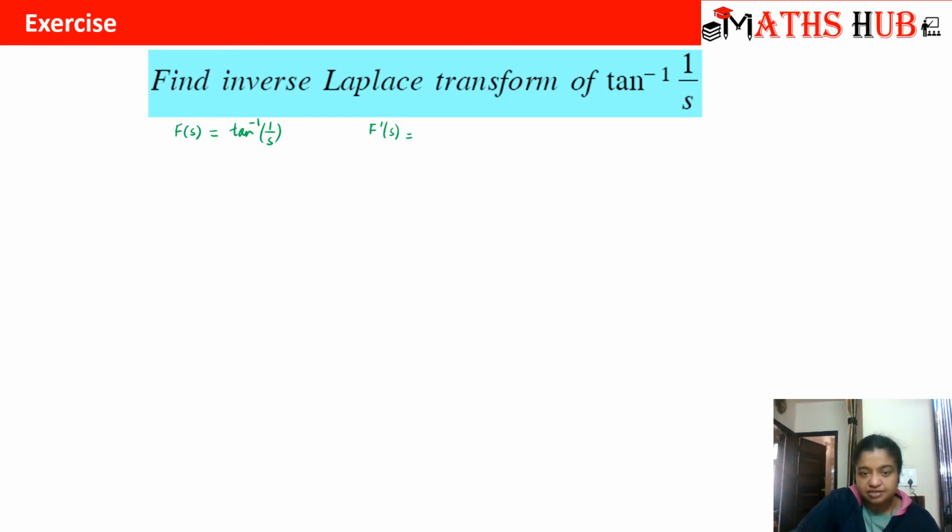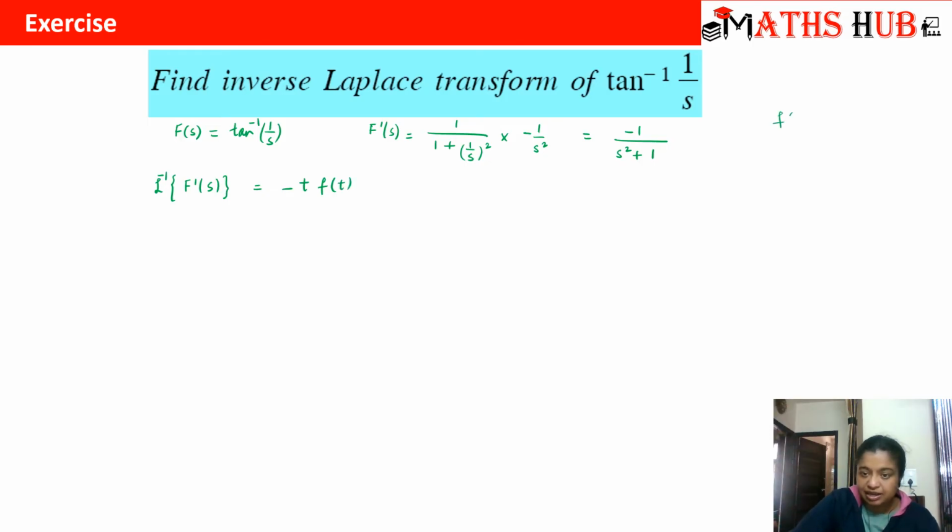So F dash s will be 1 upon (1 plus (1 by s) whole square) multiplied by the derivative of 1 by s, which is minus 1 by s square. So when you take the LCM, s square will move up, it will get cancelled, and this will become minus 1 upon s square plus 1, right? So we know that Laplace inverse of F dash s is minus t into f(t), right?